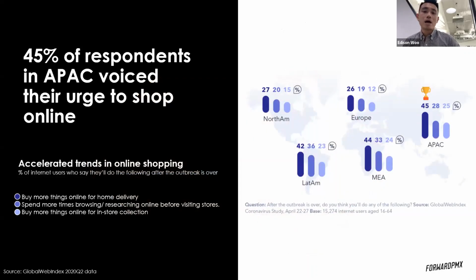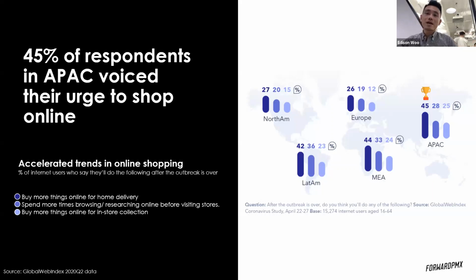In the GWI, the Global Web Index, the latest data tells us APAC is one of the highest regions in the world, with 45% of respondents voicing the urge to shop online. Other continents mostly hover between 25 and 27%, whereas in APAC half of the people say, I want to buy online, I want to buy more things to be delivered to my home.